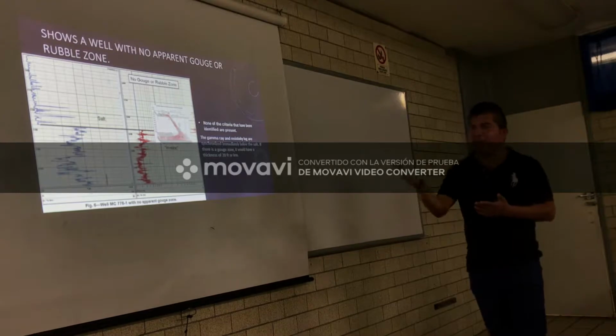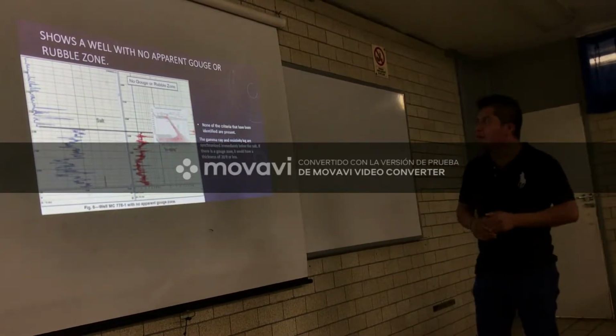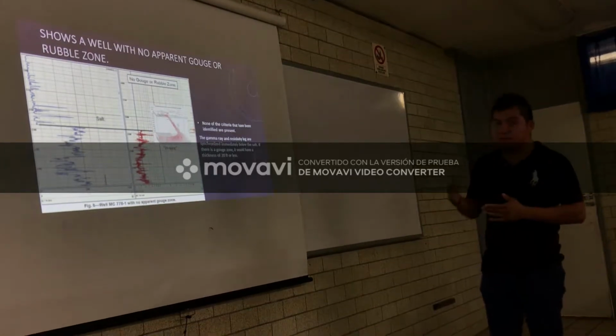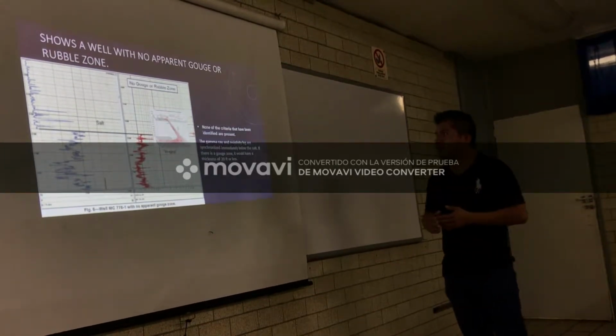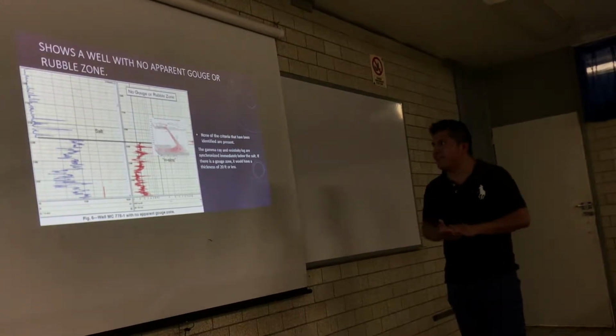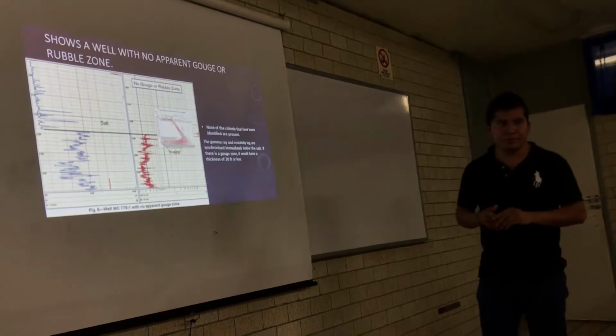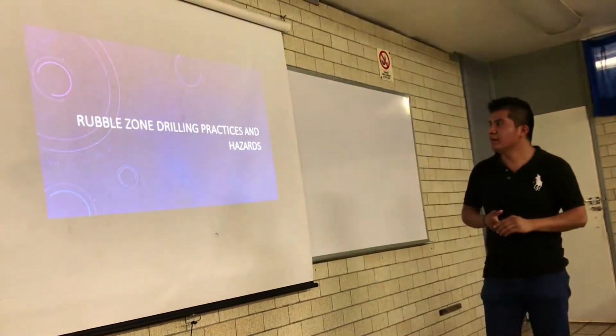And this is the same well. The gamma ray and resistivity log are synchronized immediately below the salt. If there is a gauge zone, it would have a thickness of 20 feet or less. That's it.